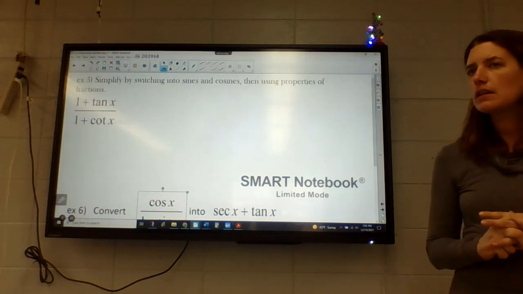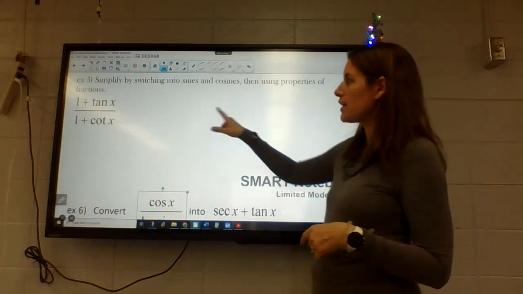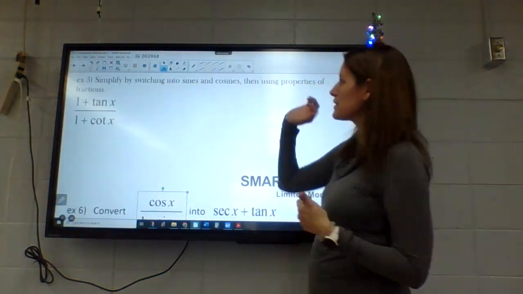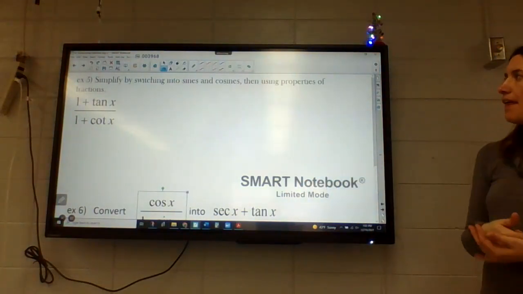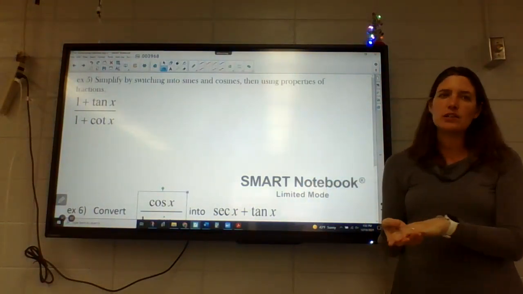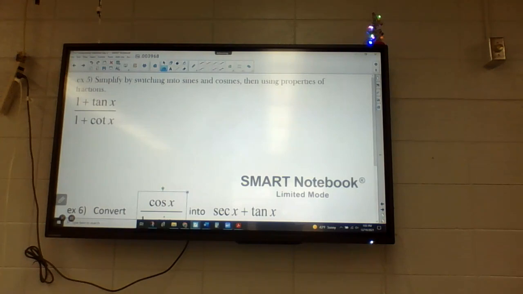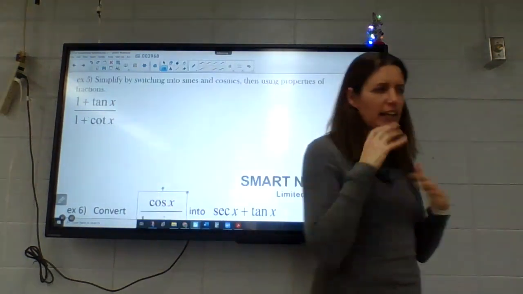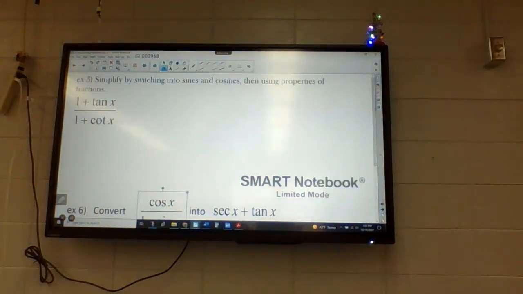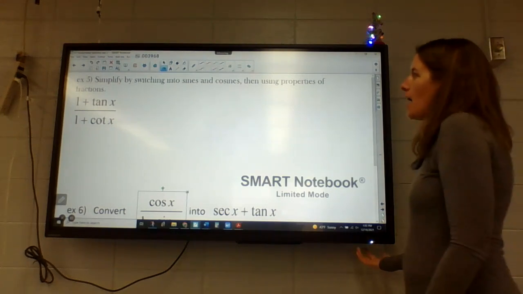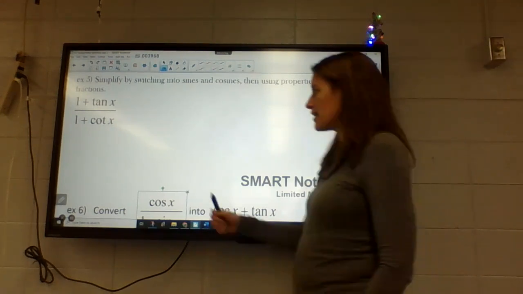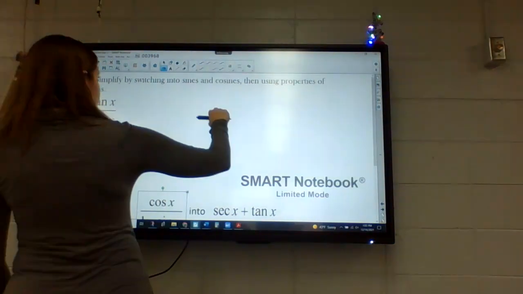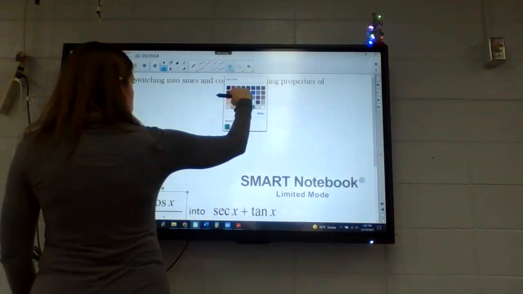So again, the directions here say simplify by switching to sines and cosines, and then use the property of fractions in order to simplify. This is hugely important. I saw the cotangent thing and I tried using a conjugate, like I tried changing things up, and that did not work well, so I would not suggest that. They're telling us to switch into sines and cosines, so that's what we're going to do. We're going to follow the directions.